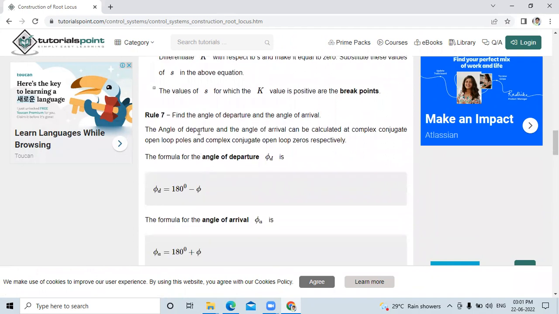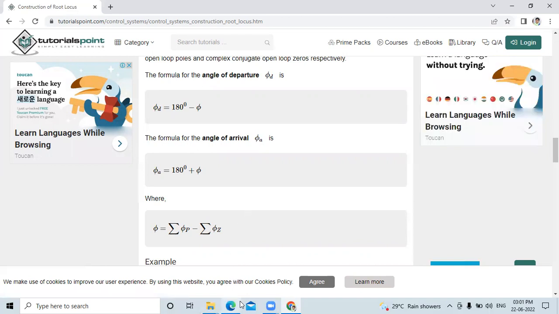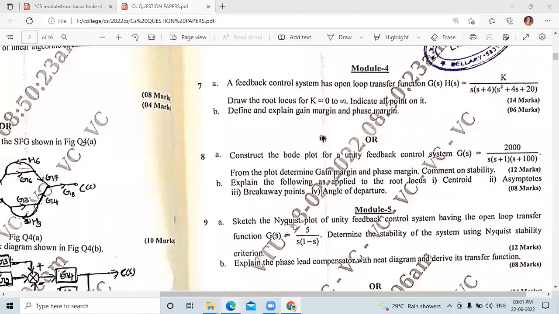And next, you write down the formula for angle of departure, and what the phi value is. Phi is nothing but summation of phi p minus summation of phi z. Okay. For each, they may give 2 marks. So they have given 4 items: centroid, asymptotes, breakaway points, and angle of departure. So they have divided it into 2 marks for each. Okay. So according to the marks, you write down.